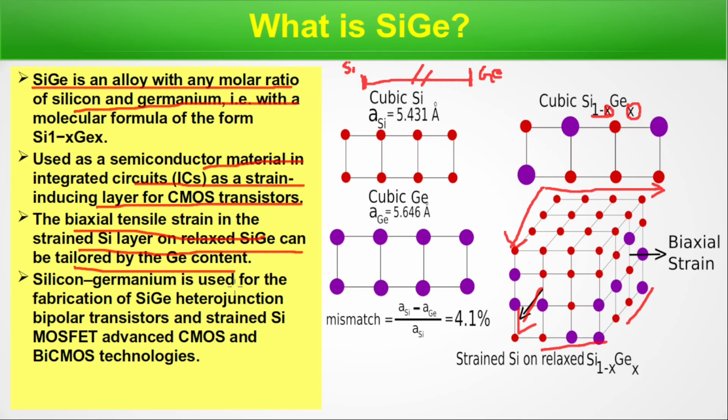Now silicon germanium is used for fabrication of silicon germanium heterojunction bipolar transistors and strained silicon MOSFET, advanced CMOS and BiCMOS technologies. Silicon germanium has its use in many places like silicon germanium heterojunction bipolar transistor, strained silicon MOSFET as we can see, and BiCMOS technologies. So we are done with this slide. Now let's move to the next slide.